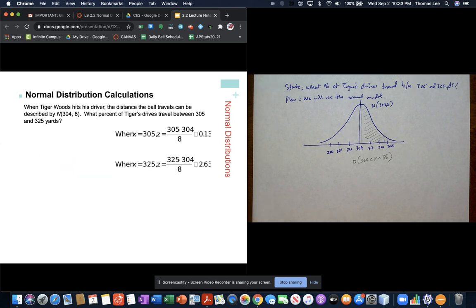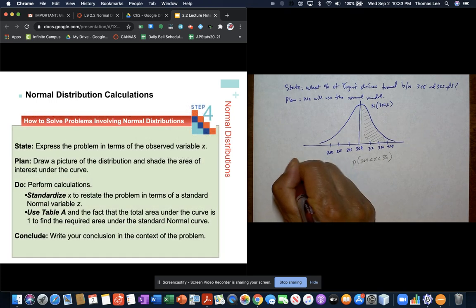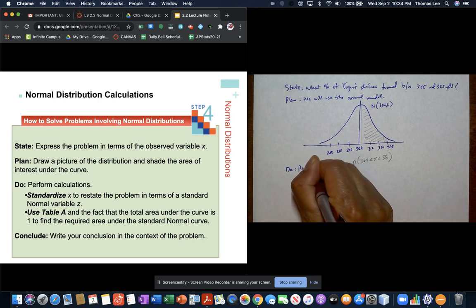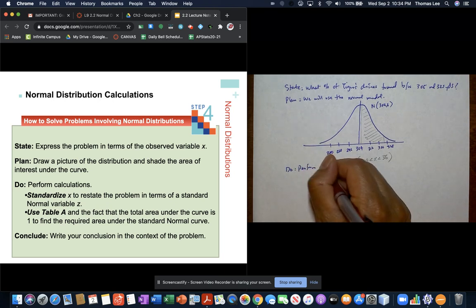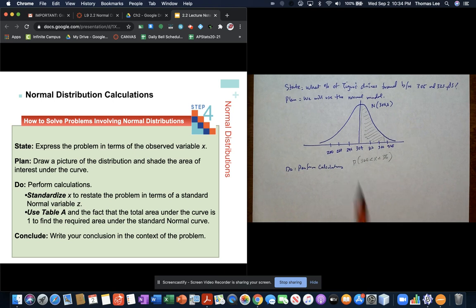So what was do? Do: perform the calculations. Standardize x to restate the problem in terms of a standard normal variable. Now, Mr. Lee, you're wasting our time. Do we really have to standardize? Yes, you do. If you don't standardize and show your standardization on the AP test, you will lose points. How do you show this standardization? Do I have to redraw this entire curve and center it at 0?